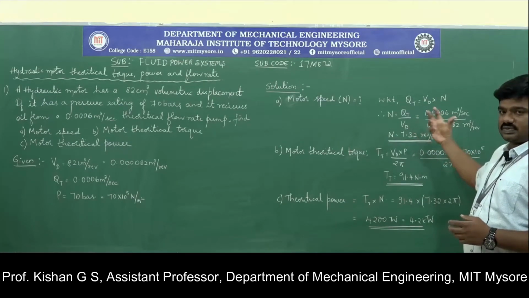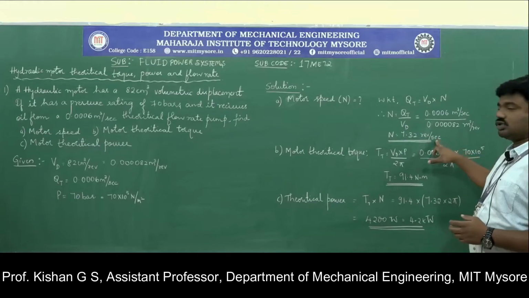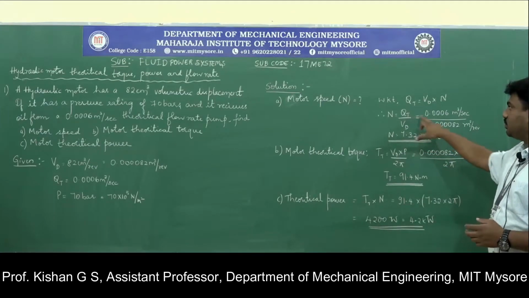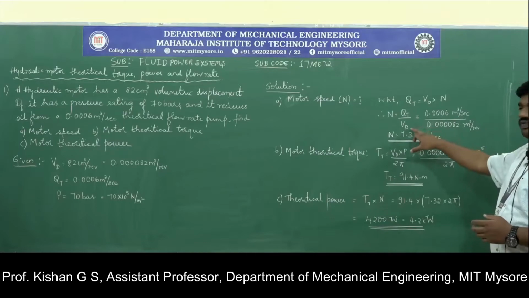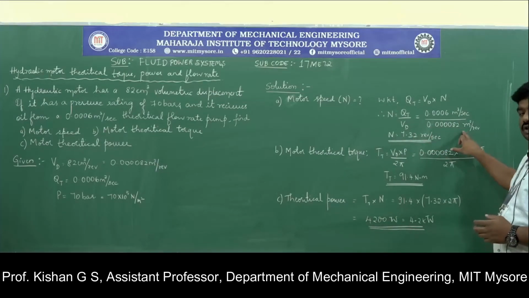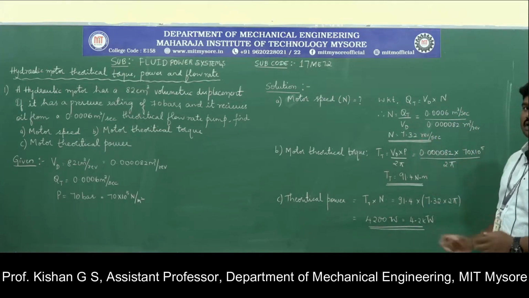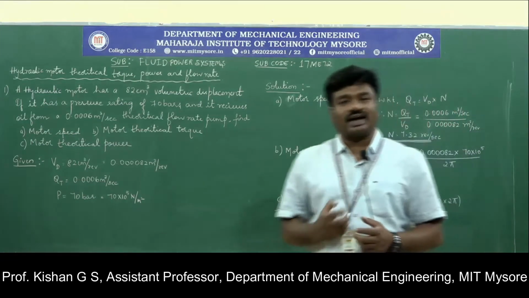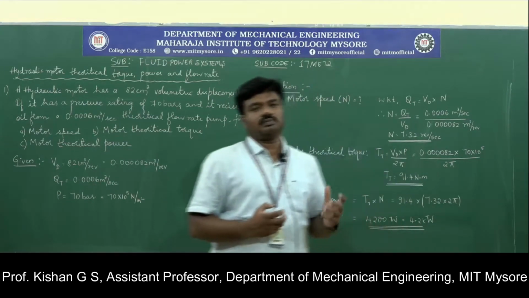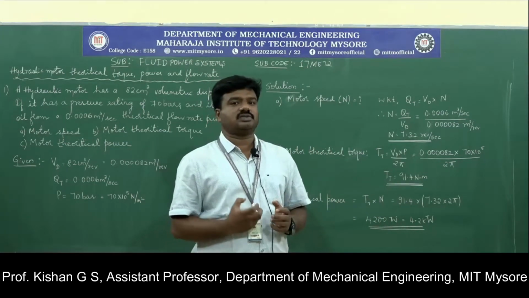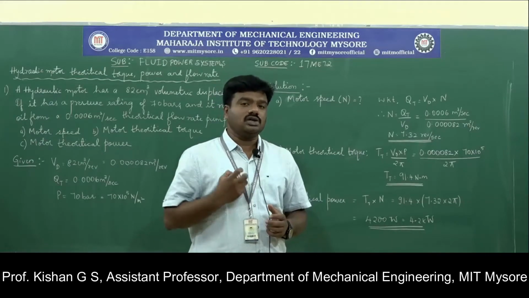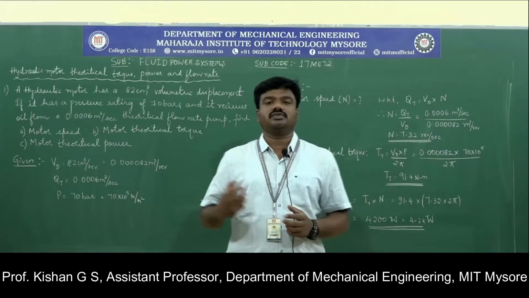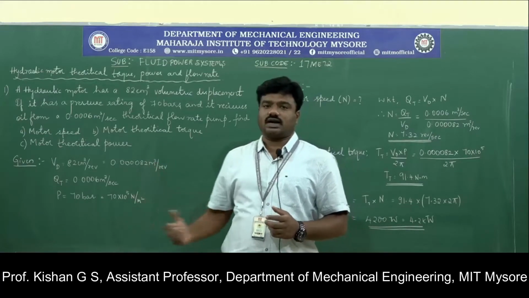So direct substitution, you will get the value in revolutions per second, because the value of Qt is in meter cube per second, and the value of Vd is in meter cube per revolution. So meter cube cancels, revolutions come to the numerator, it becomes revolutions per second. It is 7.32 revolutions per second. See here, I suggest you go with the usage of calculators, because looking at the board and writing the values is not going to be a feasible solution for you. So you have to use calculators and you have to learn the conversion of given units into standard units.